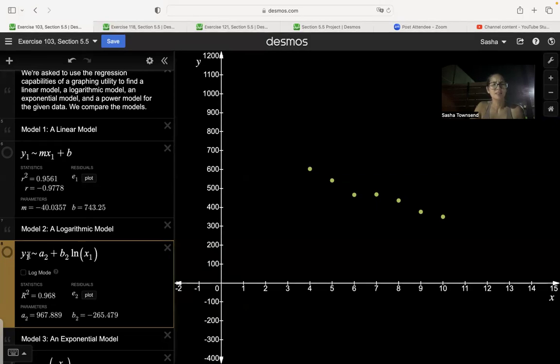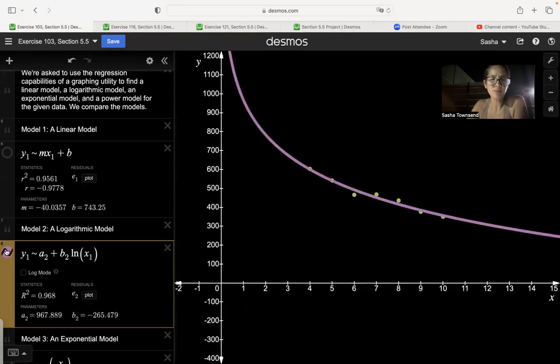And what this Desmos is doing is finding the values of a sub 2 and b sub 2 so that this model fits the data. And again, it's choosing a sub 2 and b sub 2 to minimize the sum of the squared errors. That's the difference between the y values in our data and the y values that are given by this function. So that is what our logarithmic model looks like.